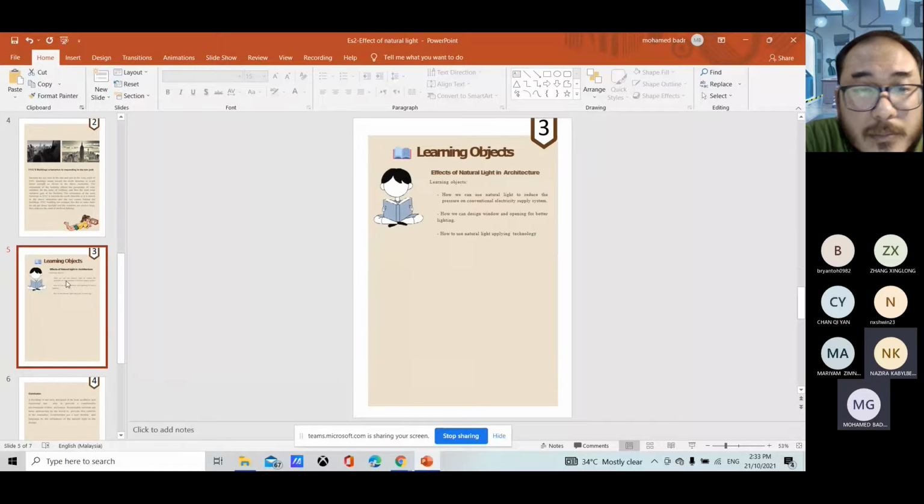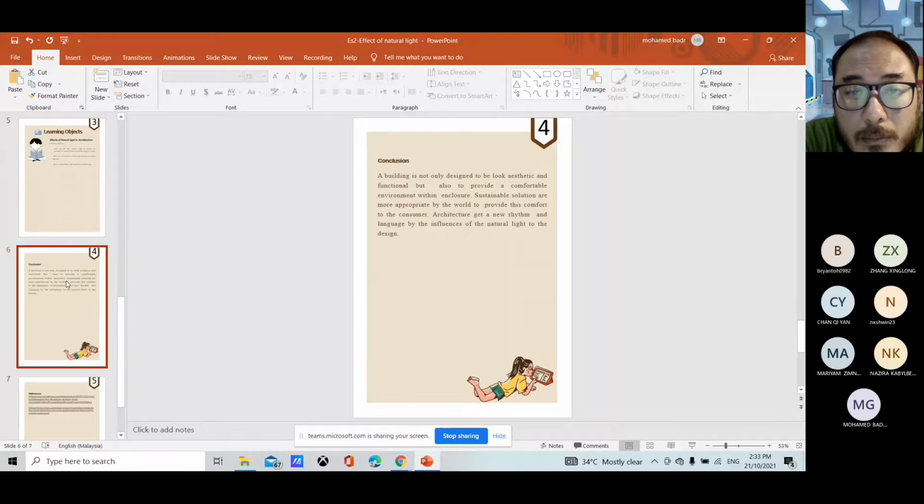Okay. And about the learning objects, from this topic, we know how we can use natural light to reduce the pressure on the conventional electricity supply system, and how we can design windows and openings for better lighting, and also how to use natural light applying technology.